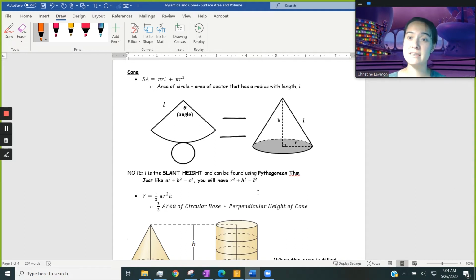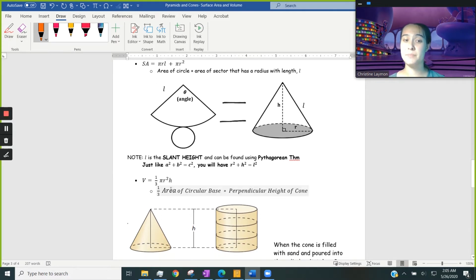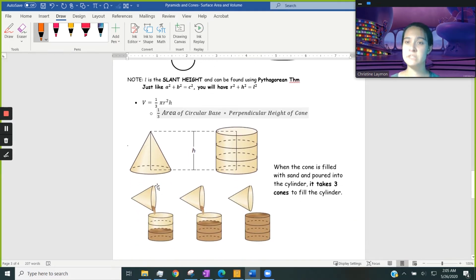And to find the volume of a cone, it's 1/3 the area of that circular base times that perpendicular height. Basically, 1/3 pi r squared times h. Just like in a pyramid, if I wanted to pour scoops of cones into my cylinder, it would take exactly 3 cones to fill that cylinder, as long as the base of the cone and the cylinder are the same, so circles of the exact same radius, and the overall height of both shapes is exactly the same.